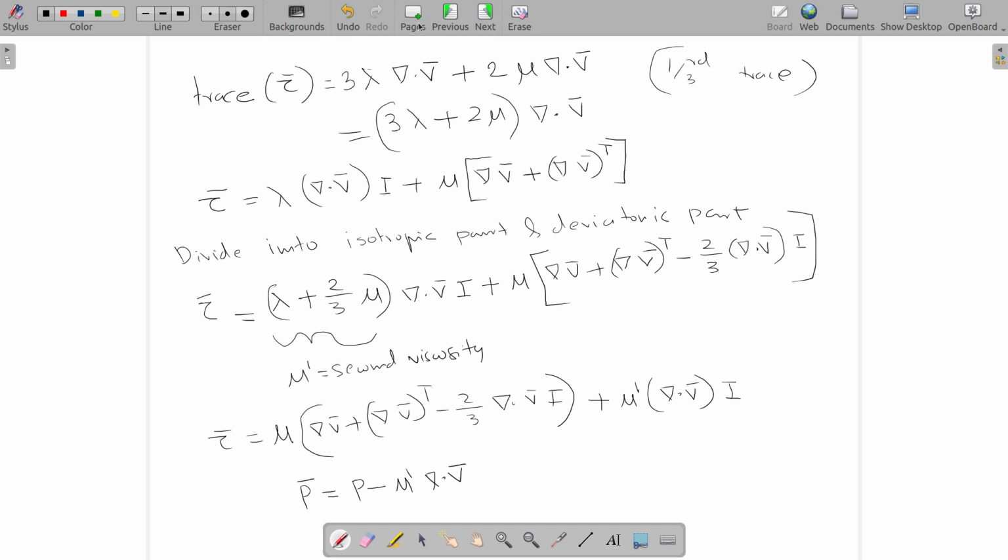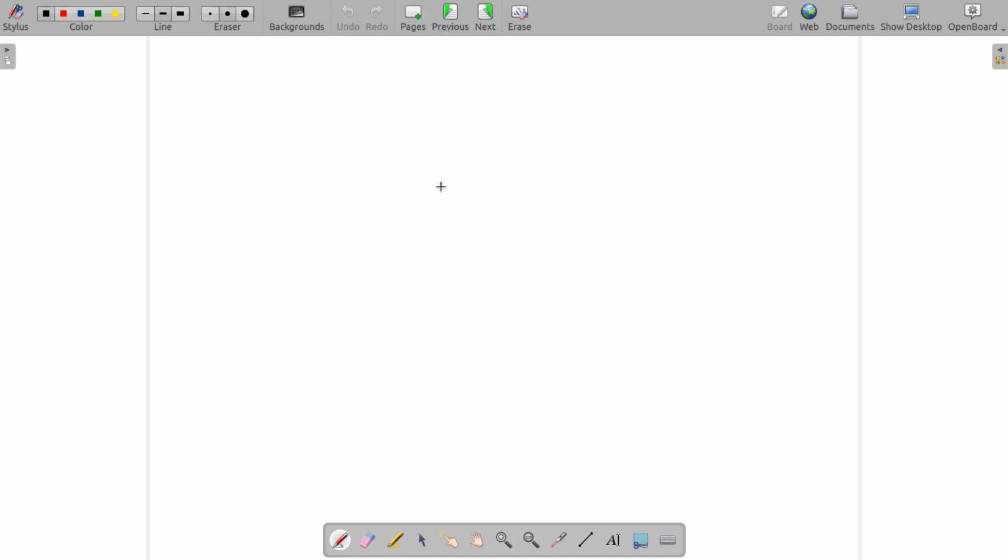So if you do that, we'll get the most general form of the Navier-Stokes equation as rho dv dt equal to minus grad p bar plus del dot tau, which will be replaced by the equation we have just written. What is that? Mu times del v plus del v transpose minus 2 by 3 del dot v I. This is the stress equation.